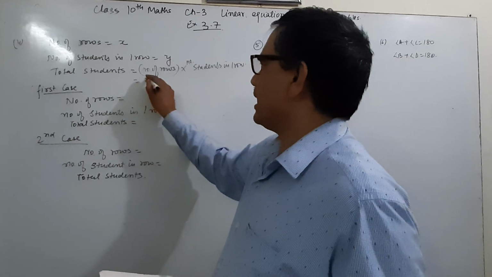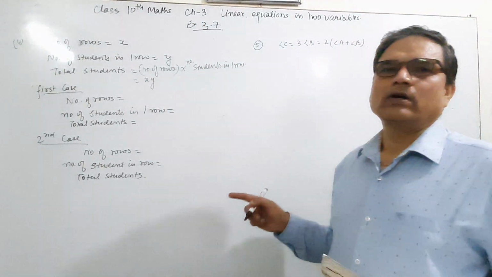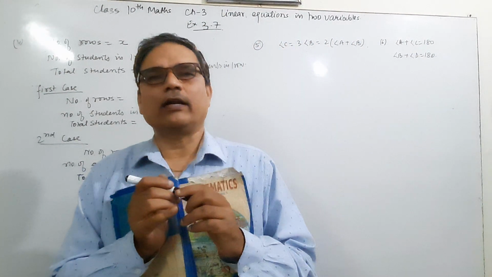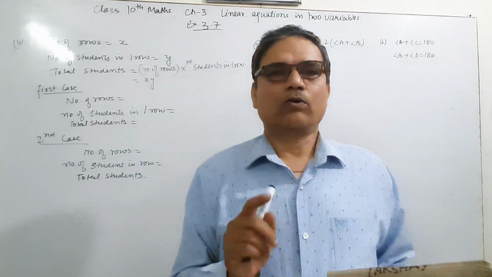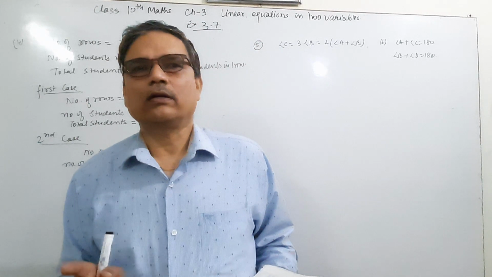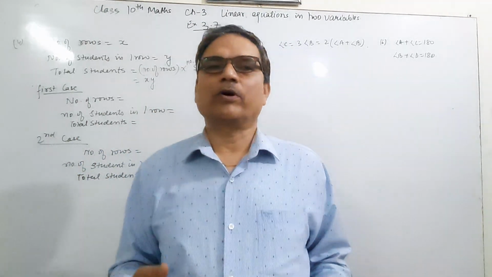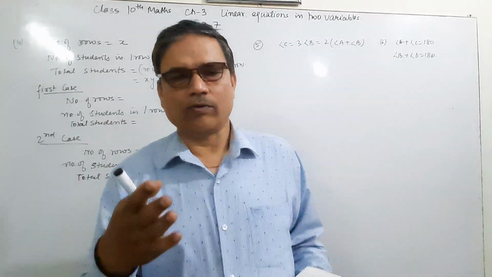So what is your answer? x into y. x is the total rows, number of rows is 4. A row कितनी है? 4 है और एक रो में कितने बच्चे हैं? 5 हैं. तो टोटल स्टूडेंट कितने हो गए? 20. Total number of rows 4 and number of students in one row is 5. Then the total number of students is number of rows into the number of students in one row, x into y.